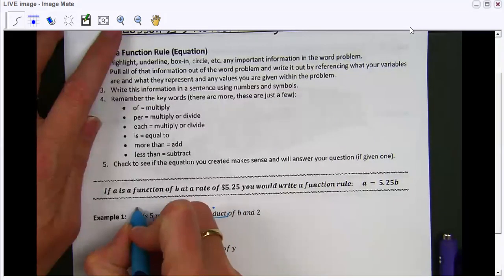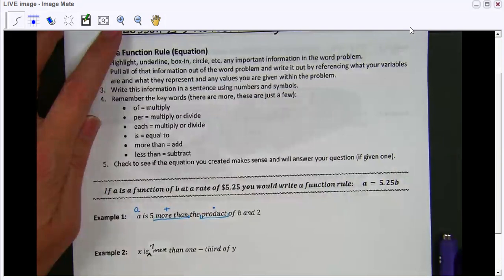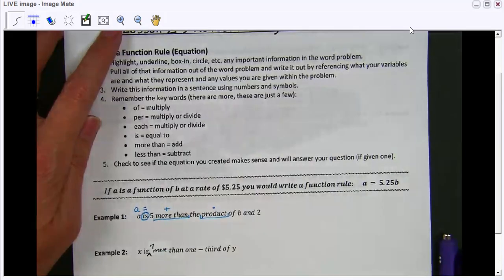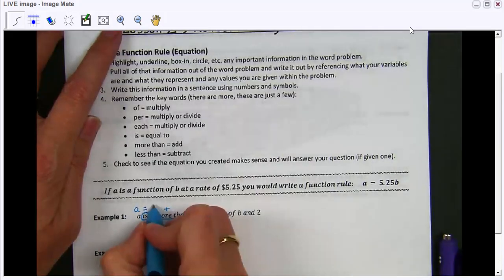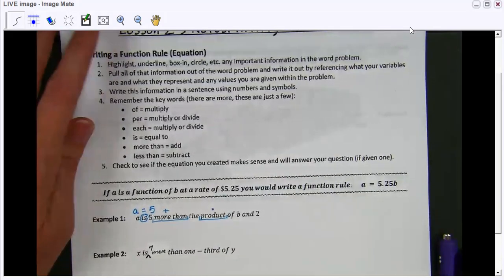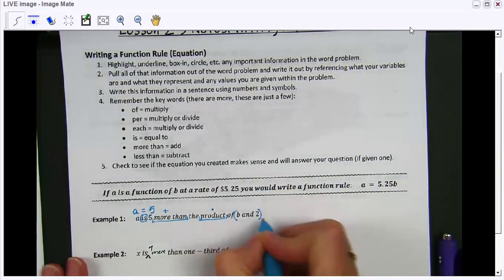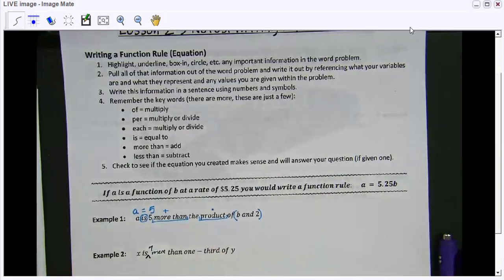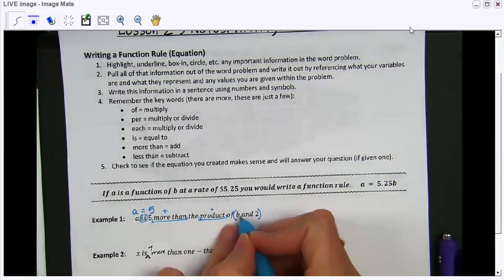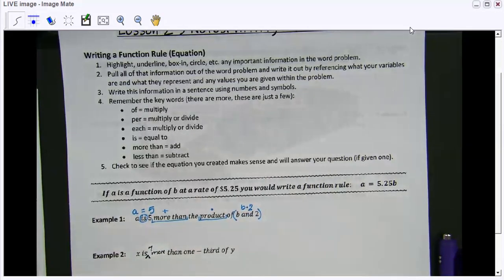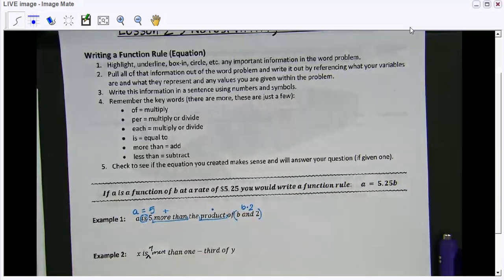So A is obviously an unknown. And then is here means equal to, in this case, and then 5 more than. So we're going to take 5 and we're going to add it to something. So it's 5 more than the product of two things. It's the product of B and 2. That does not mean B plus 2, but the product of B and 2. So that means that you're going to be multiplying B times 2. Okay, and of course we don't write it that way. So when we rewrite it in our final answer, we'll write it with the coefficient in front of the variable.